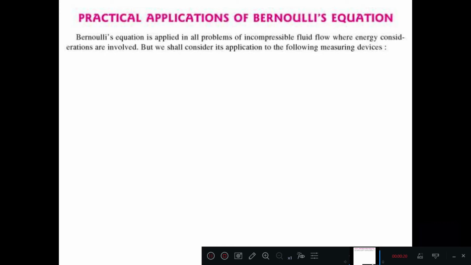So Bernoulli's equation is applied in all problems of incompressible fluid flow where energy considerations are involved, but we shall consider its applications to the following measuring devices. They are venturimeter, orifice meter and pitot tube. So for these devices we are going to use the Bernoulli's equation.